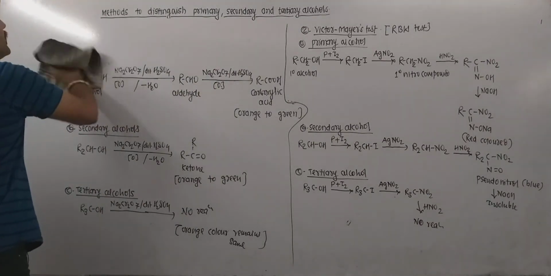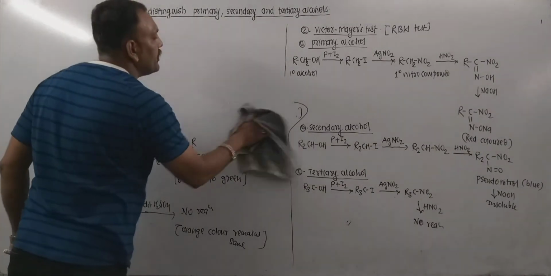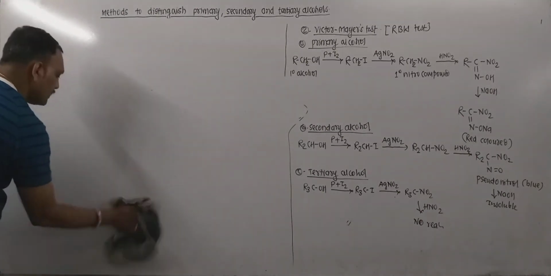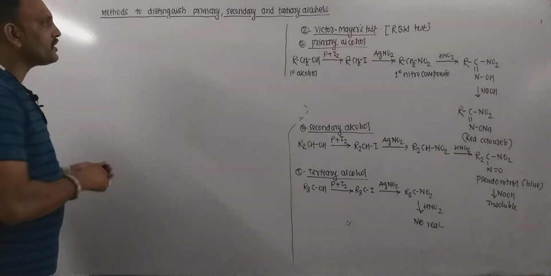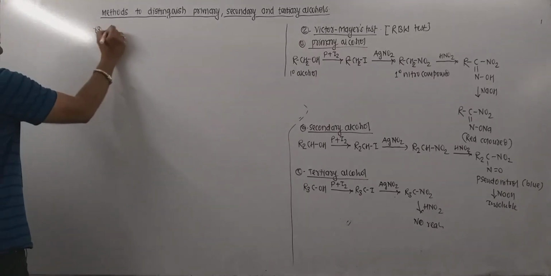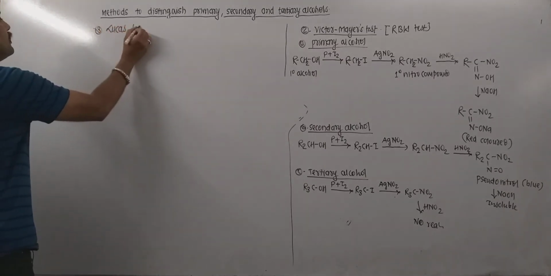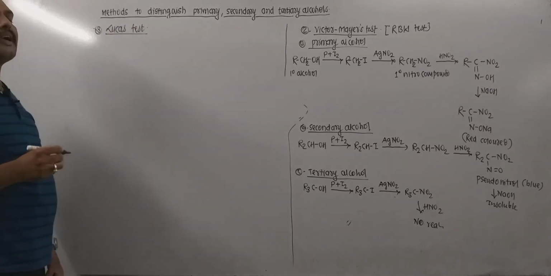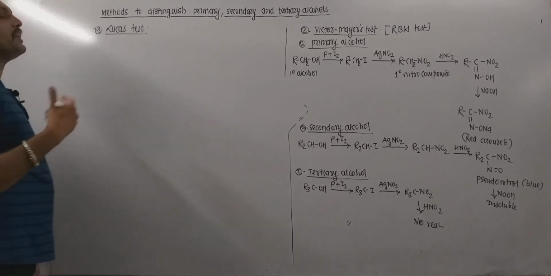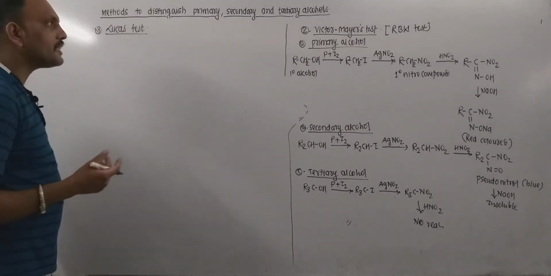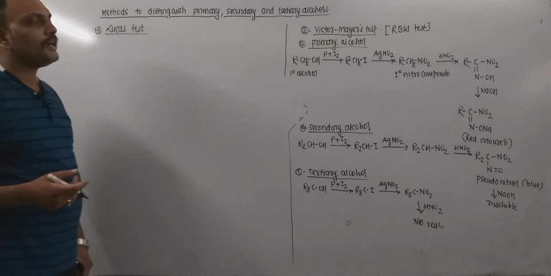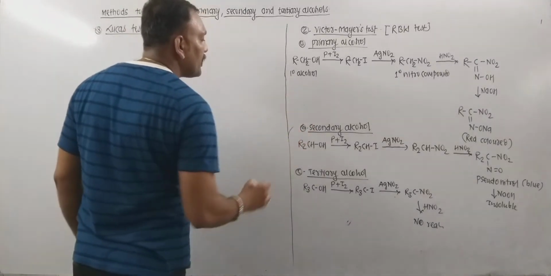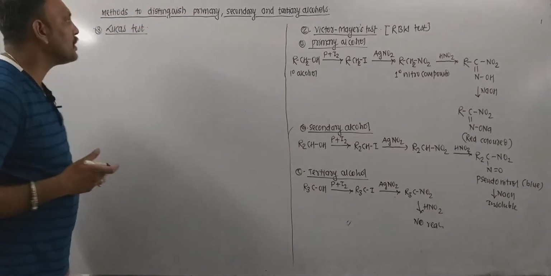Now the third very important test to distinguish primary, secondary and tertiary alcohol is the Lucas test. Now let's see what the Lucas test is. Remember, Lucas reagent is a mixture of concentrated HCl and dry anhydrous ZnCl2. When we treat alcohols with Lucas reagent, alkyl chlorides are obtained, and formation of alkyl chloride can be perceived by the naked eye. Why? Because precipitate gets deposited and the solution becomes turbid.